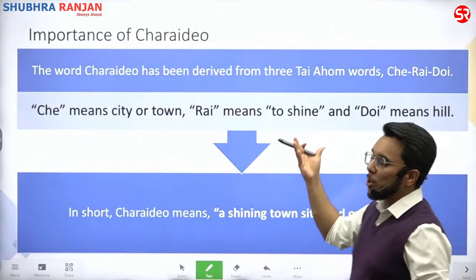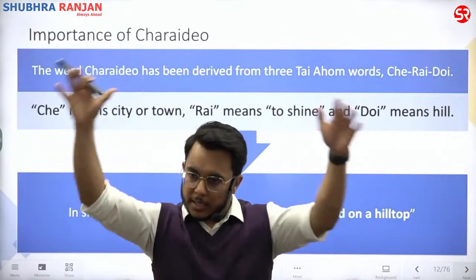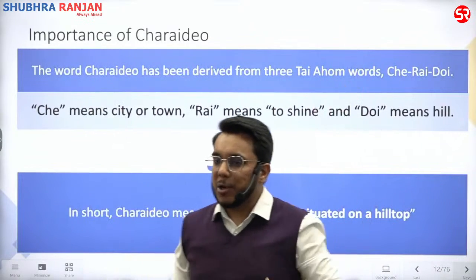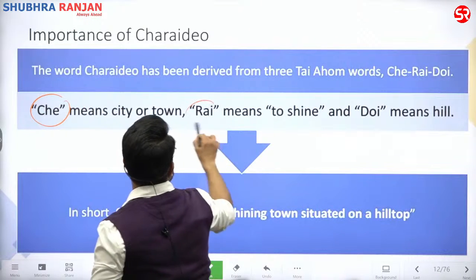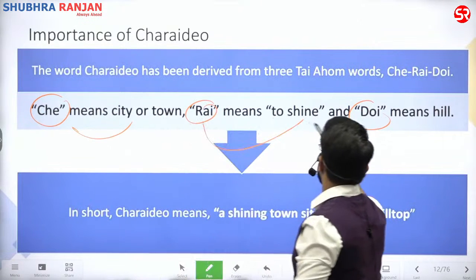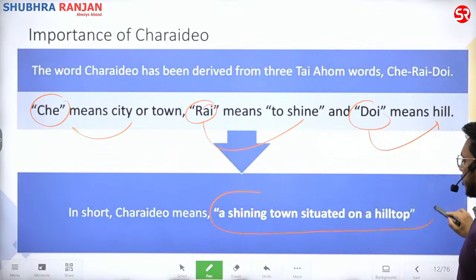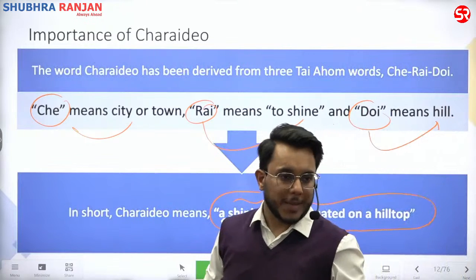Now, when we talk about the word Charaideo, moidam means an earthen mound or a kind of mountain. The word Charaideo comes from Chi, Rai, Doi. Chi means a city, Rai means to shine, and Doi means a hill. So it means a shining town situated on a hilltop. Is it clear or not?